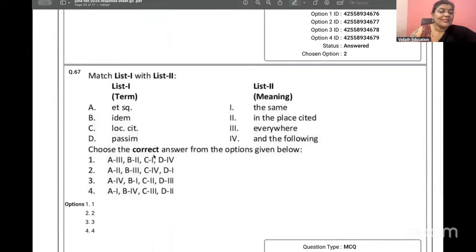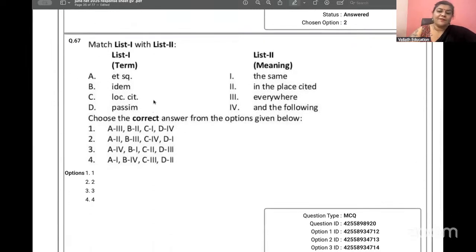Okay. Next question. Oh no, I don't know any of these. You are thinking. Et seq., ibid., idem, loc. cit., sit, passim. Look at it carefully. I know this. I'll crack this. This is just logical reasoning. The same in the place cited. Loc. cit. must be cited. C must be 2, because it is there. Only one is there. C and 2. That is 3. 3 is the answer. Correct. Why are you bothering about other things?